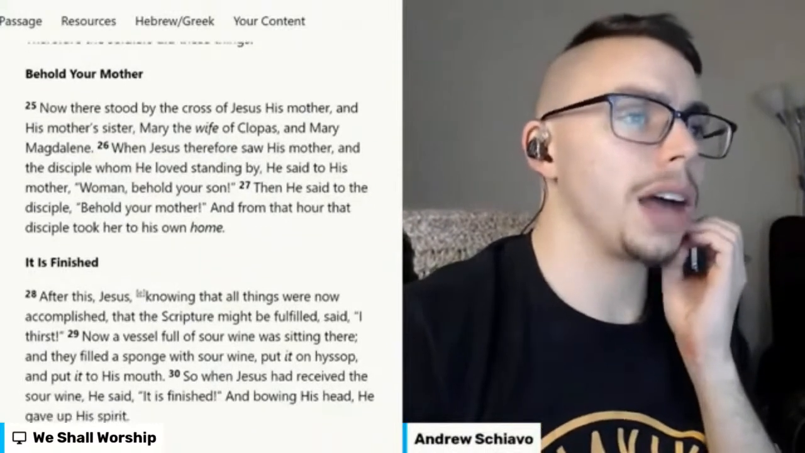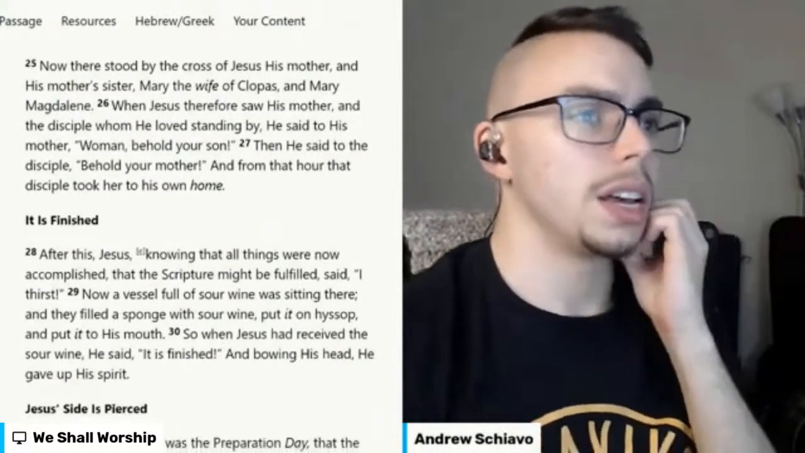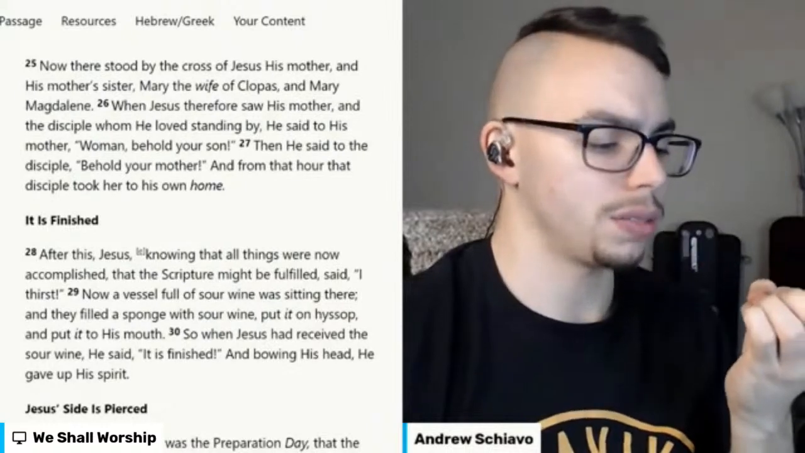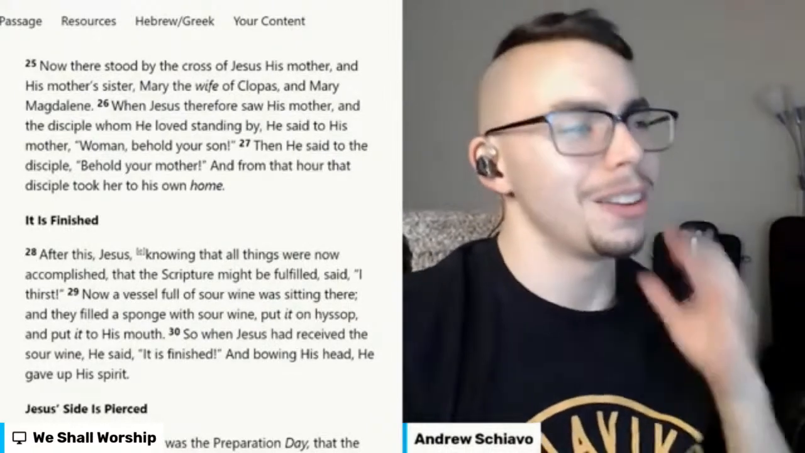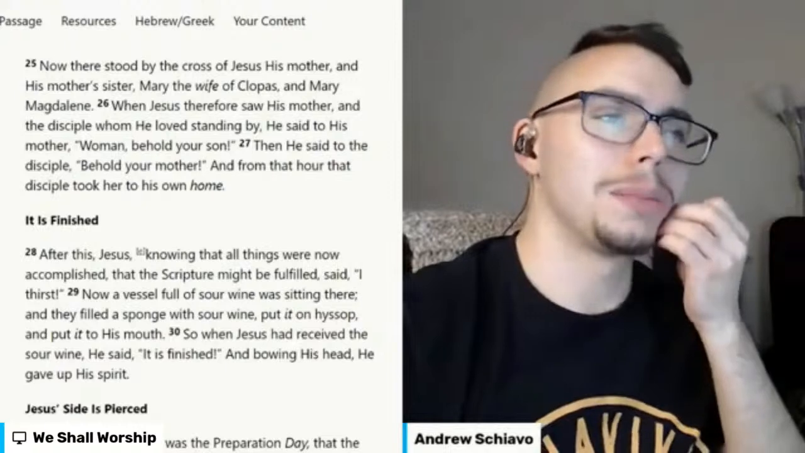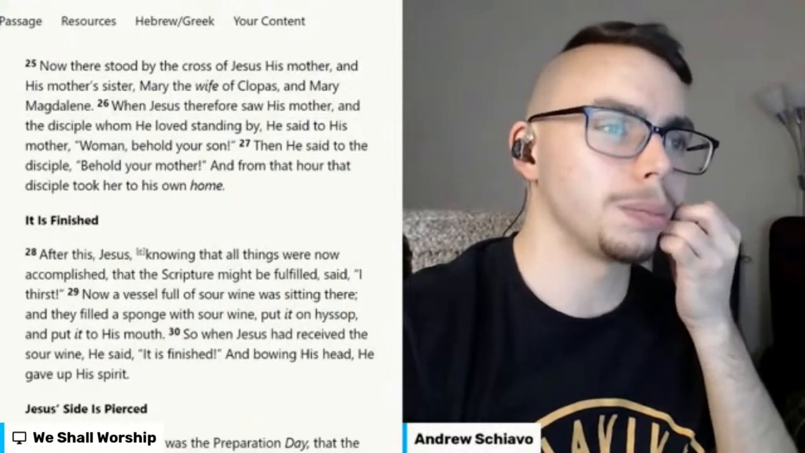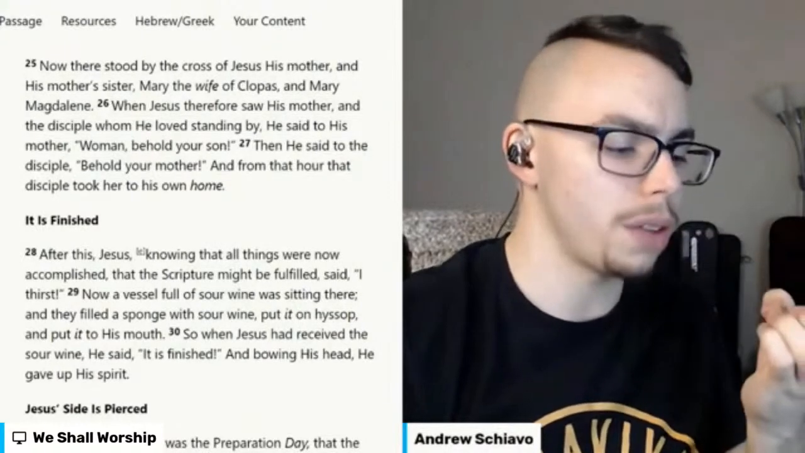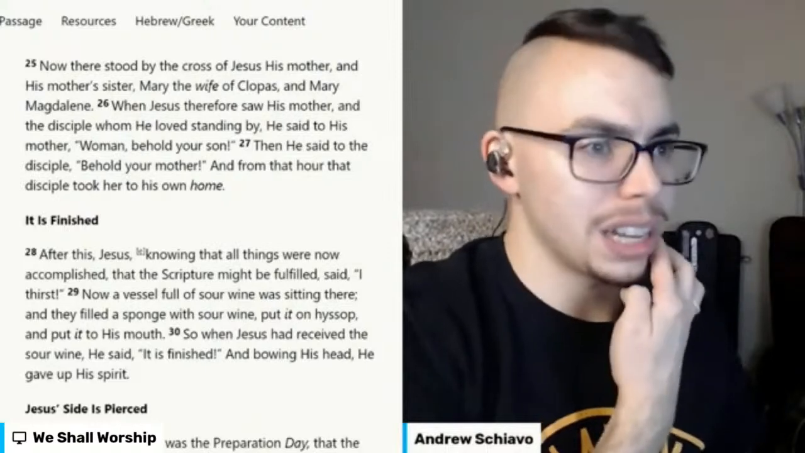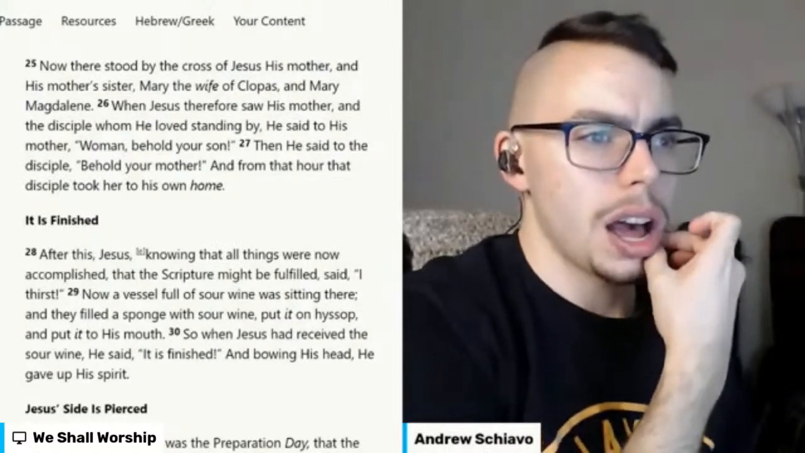Now there stood by the cross of Jesus his mother and his mother's sister, Mary, the wife of Clopas, and Mary Magdalene. Clopas sounds Greek.